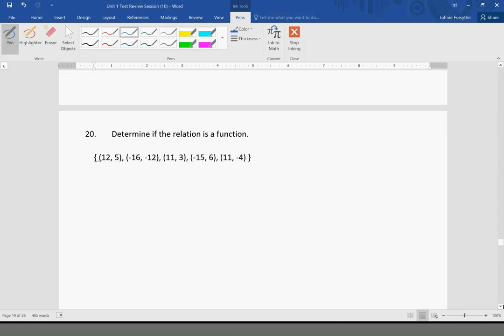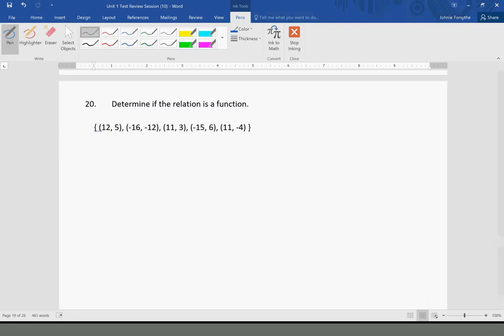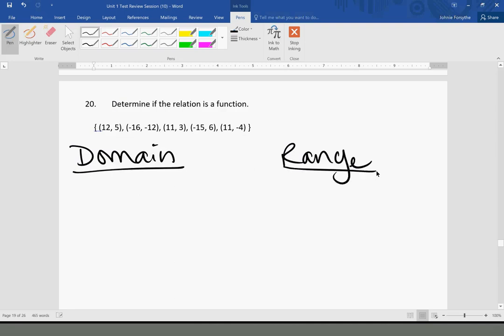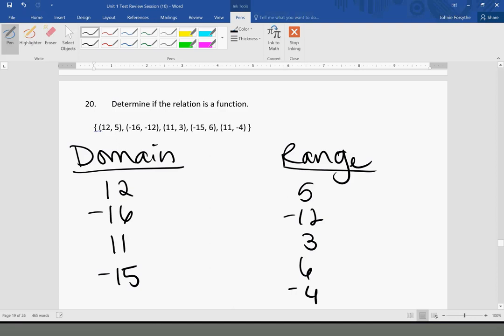All right. So 20, determine if the relation is a function. For this problem, we're going to list the domain and list the range. Short answer is if any of your x values repeat in your set like this, then you know it's not a function. Let's just list out our values. We have 12, negative 16, 11, negative 15, and then 11 again. And then for the range, we have 5, negative 12, 3, 6, and negative 4.